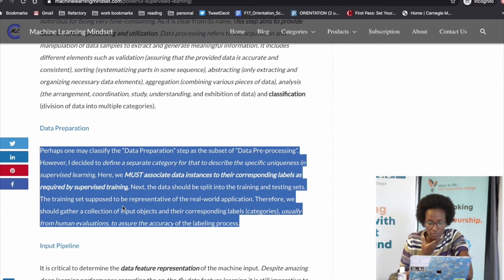So next, the data should be split into training and testing sets. Okay, so now we're going to go into the real steps of what you're going to do. So you've prepared your data, you've pre-processed your data, that's just trying to understand it, trying to validate it, trying to sort it, trying to look for extreme cases, trying to get valuable data, and also trying to know what it looks like and what the features are that you're going to be using. So now, after that, we're going to split the data into training and testing sets. So the training set is supposed to be representative of the real world application.